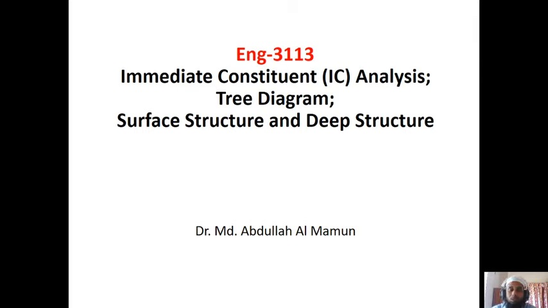In this session on English 3113, Introduction to Linguistics 1, we will talk about immediate constituent analysis, that is IC analysis, tree diagram, surface structure and deep structure. These three are very important aspects of syntax or syntactic analysis. So let's start.